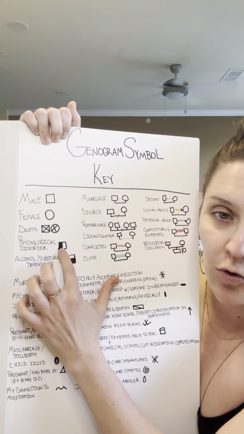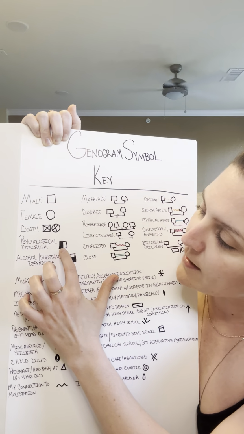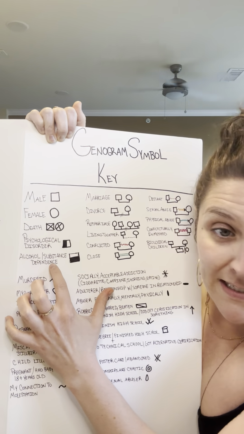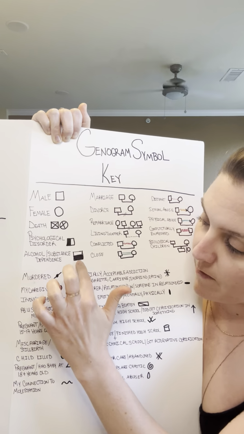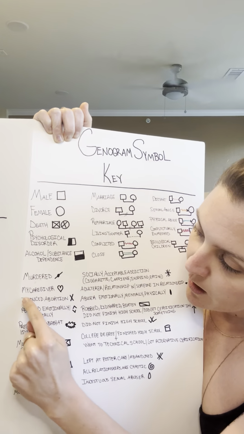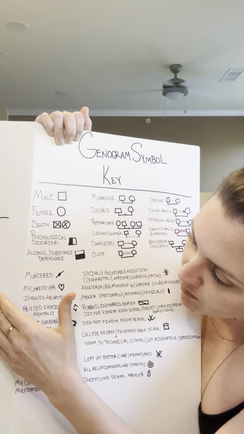So for a psychological disorder, I made a symbol for that. Alcohol or substance dependence, I added a symbol for that. Murdered, miscarriage.